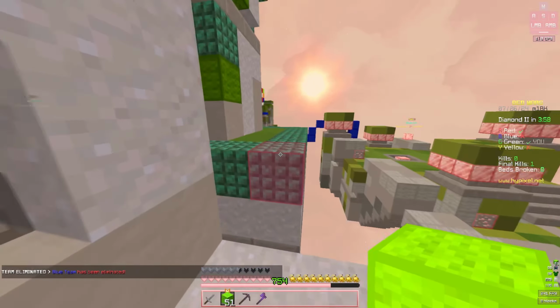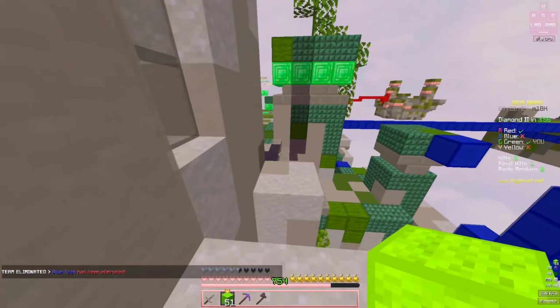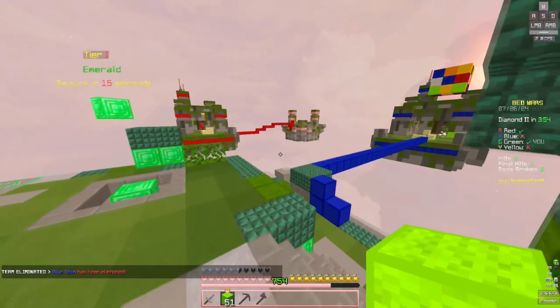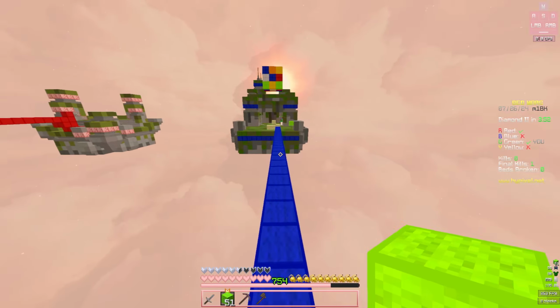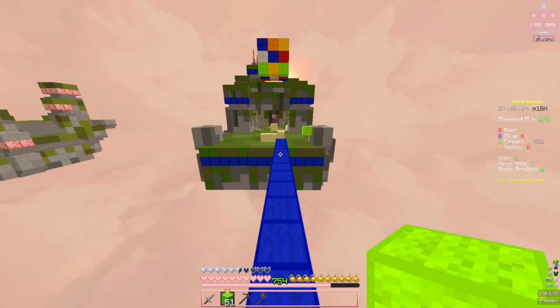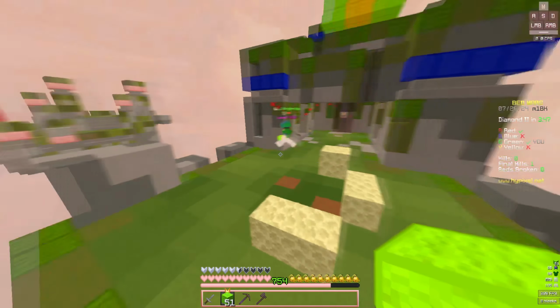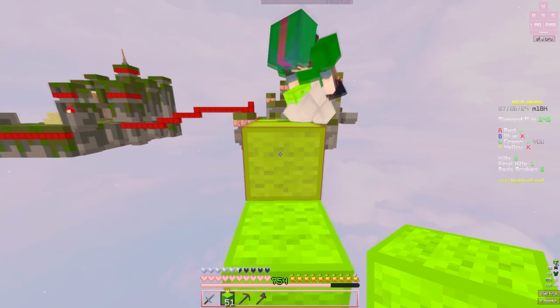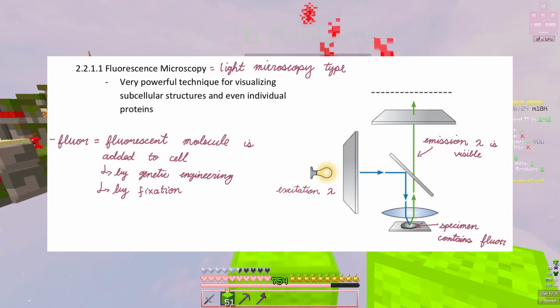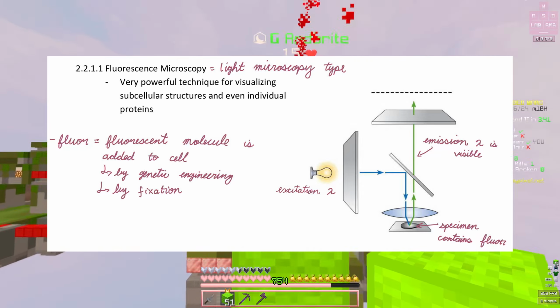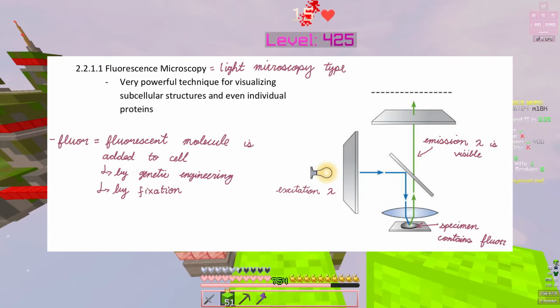So another type of light microscopy is fluorescence light microscopy, and as the name states, you use fluor. So fluor is this fluorescent molecule, and it's added to the cell by fixation or genetic engineering. It basically makes the cell glow, hence fluorescence. It's a very powerful technique. It really helps with the visualization of seeing subcellular structures and individual proteins.